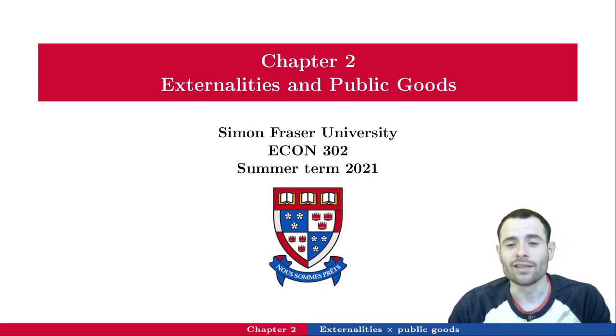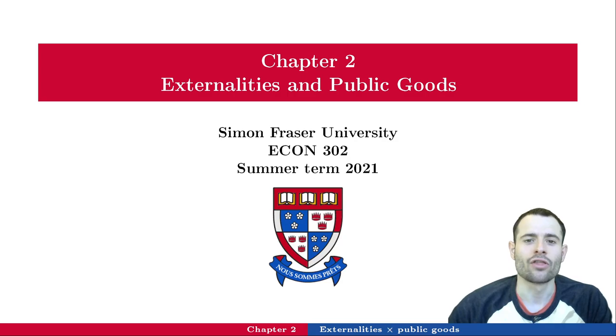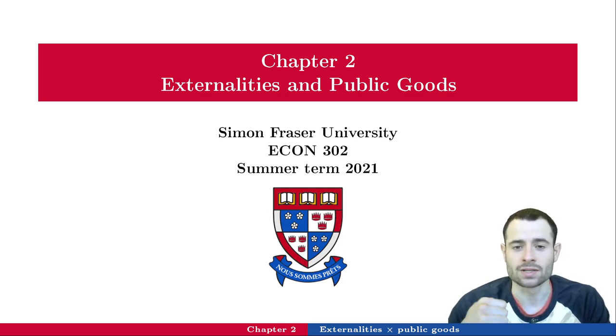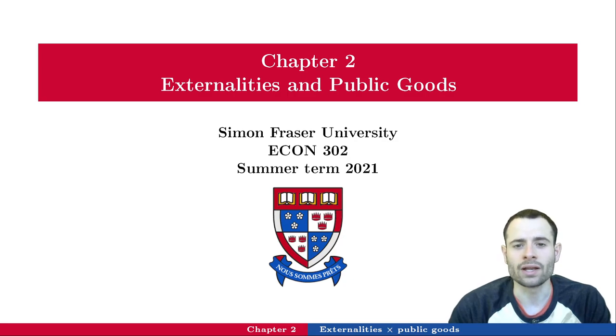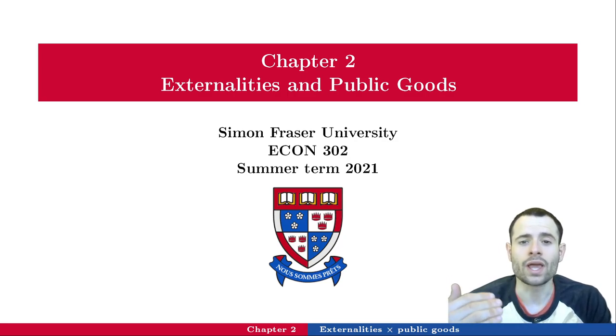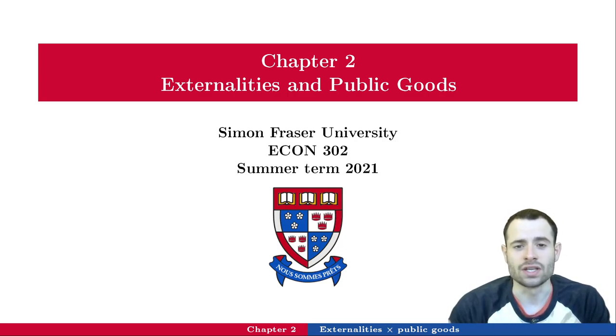Hi everyone! This week we are going to go over the case of externalities and public goods. As mentioned in the first lecture, externalities and public goods are special cases where the market equilibrium is going to fail at being Pareto efficient. Today we are going to see why externalities and public goods lead to such a market failure and how we can re-establish efficiency.